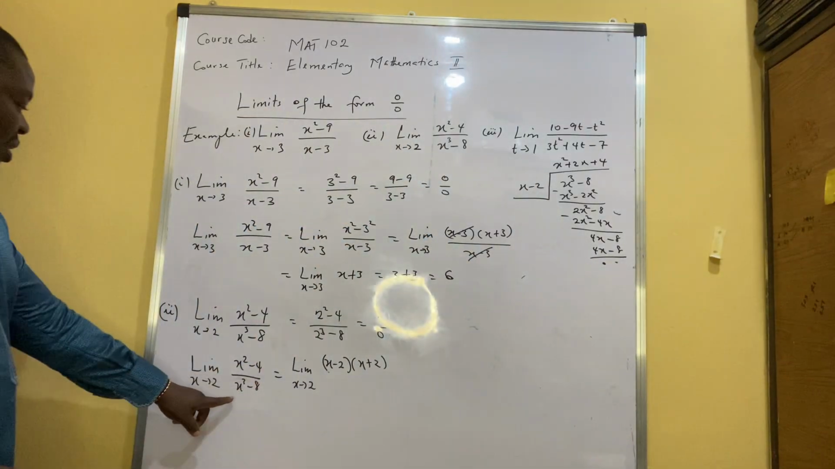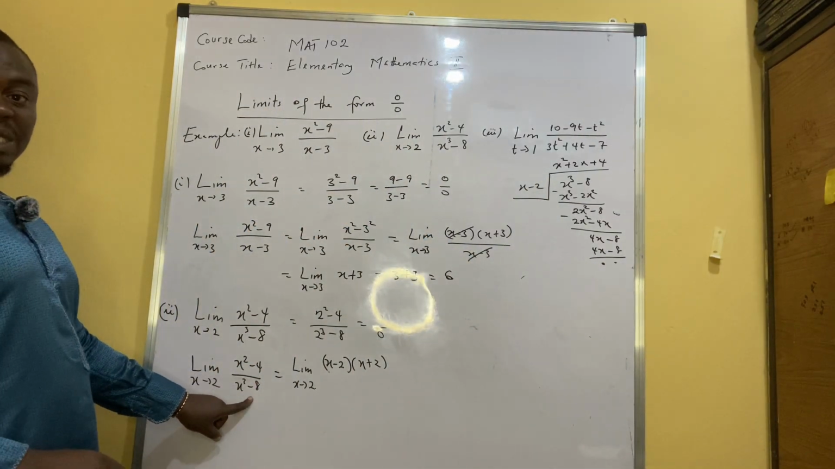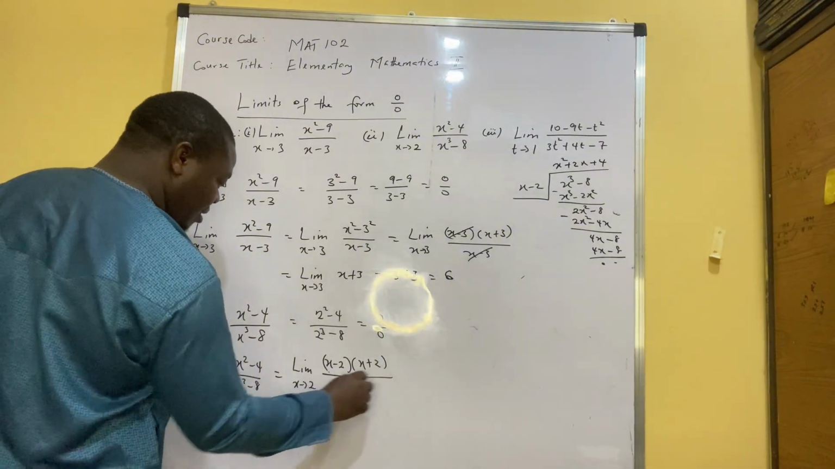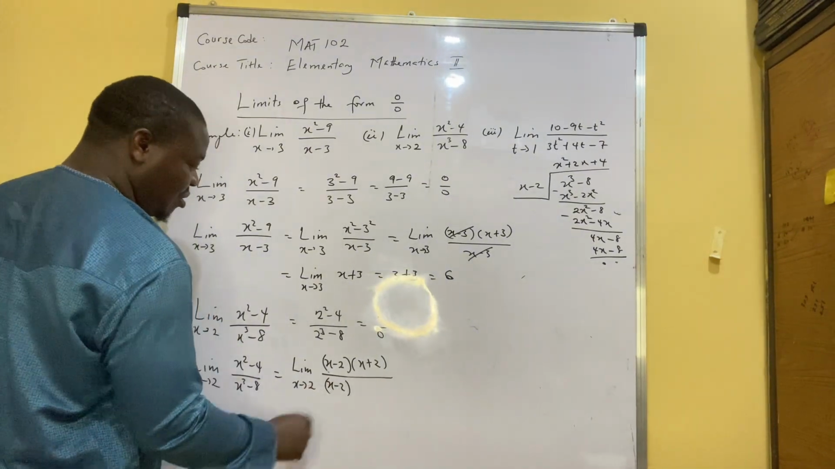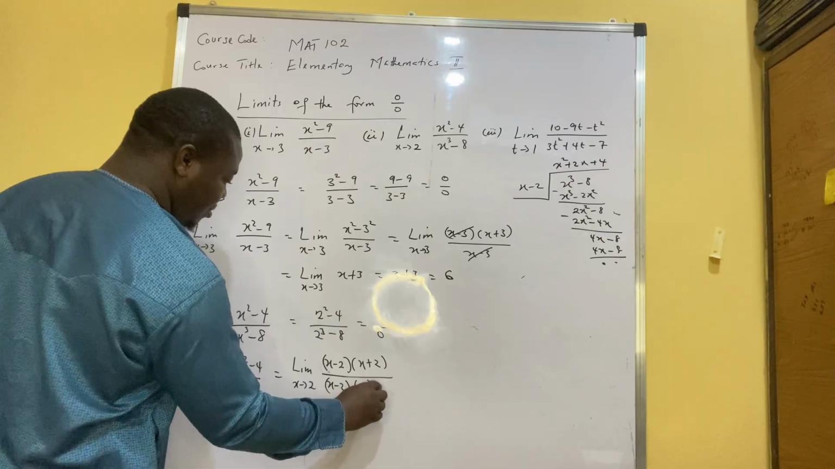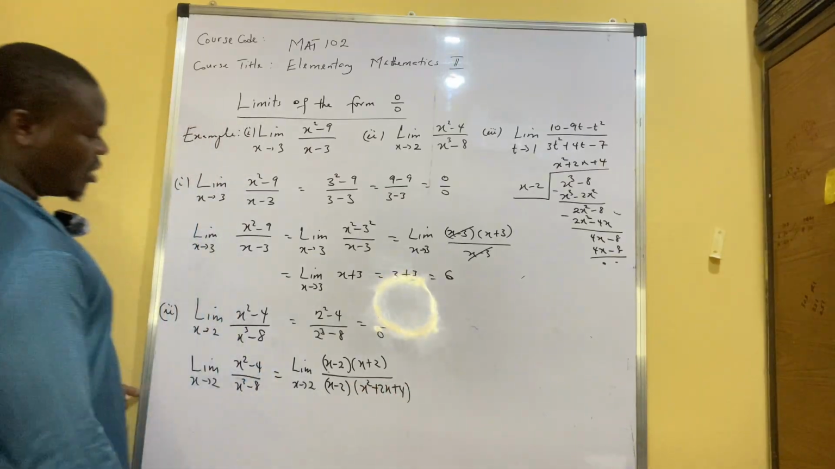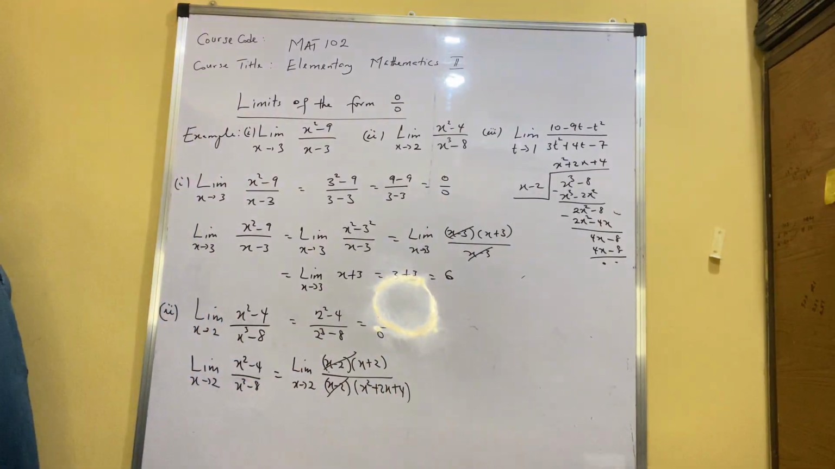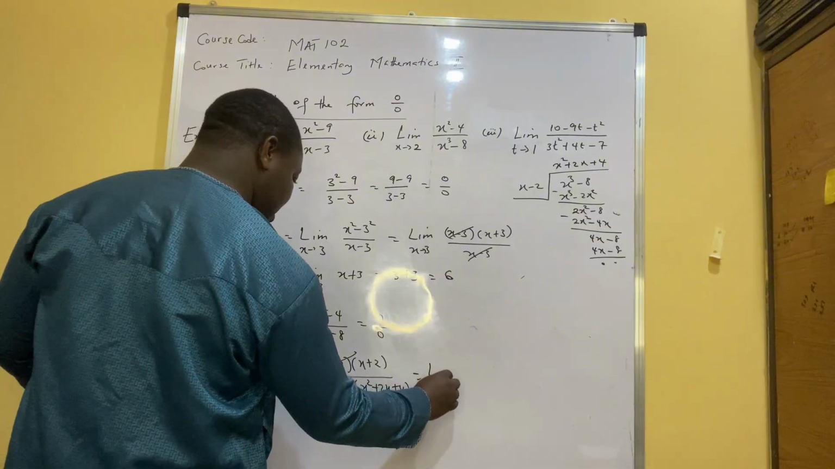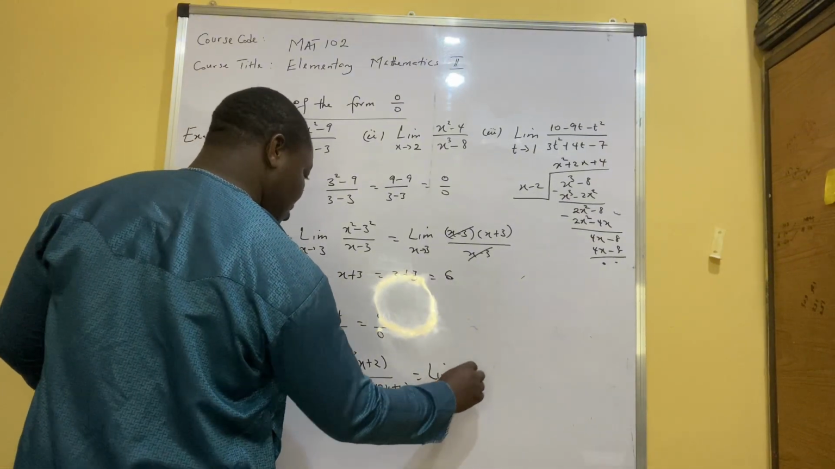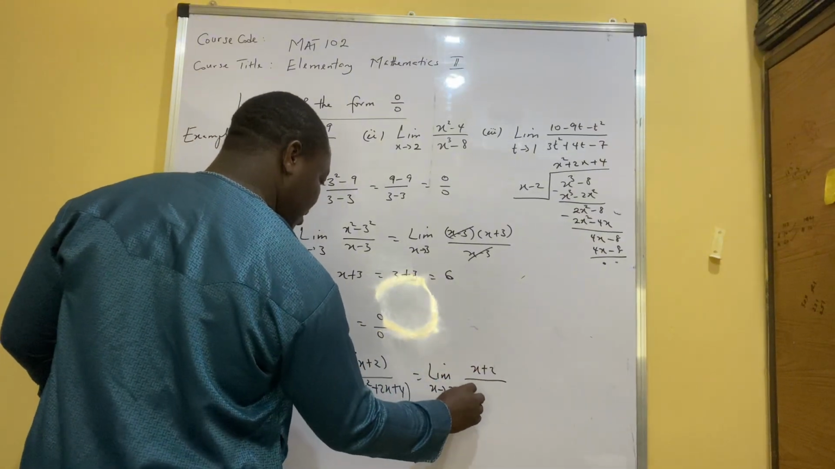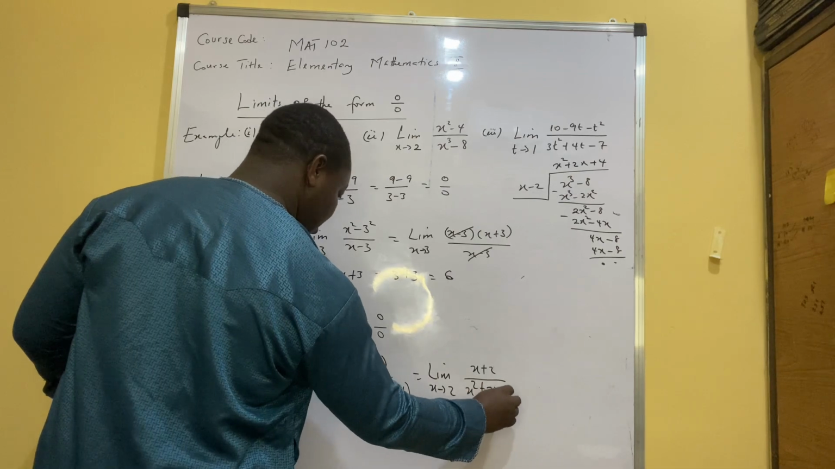So it means that the denominator, x cubed minus 8, can be written as x minus 2, our divisor, multiplied by x squared plus 2x plus 4. Okay, so x minus 2, we cancel x minus 2, and what we have left is the limit as x tends to 2 of x plus 2 over x squared plus 2x plus 4.